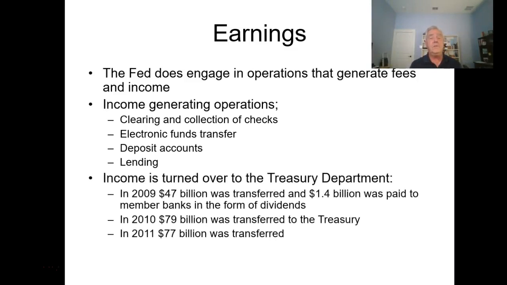All right, the income that's turned over. They make quite a bit of money. In 2009, they turned over $47 billion. Okay? And they paid $1.4 billion of it to member banks in the form of dividends. 2010, $79 billion, and 2011, $77 billion. So while they are not controlled by any department, particularly Treasury in the government, they turn over their money to the Treasury. And the Treasury, of course, in terms of money and financial transactions, is responsible to the Congress.